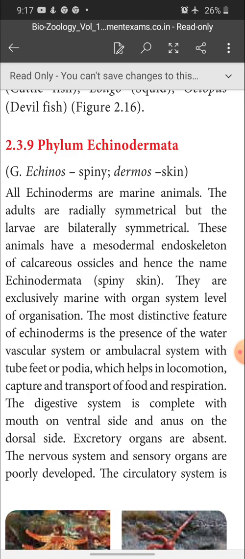The most distinctive feature of echinoderms is the presence of the water vascular system or ambulacral system, with tube feet or podia which help in locomotion. Okay children, locomotion, capture and transport of food, and respiration. So the unique character present in the animals of Echinodermata is the water vascular system or ambulacral system. This system consists of tube feet or podia, which help in locomotion, capture and transport of food, and respiration.